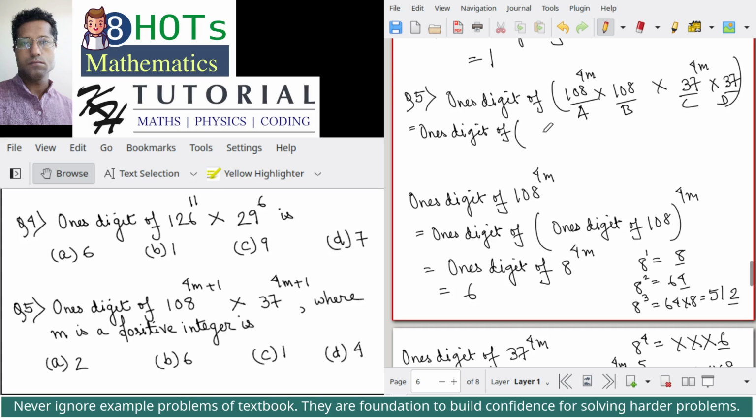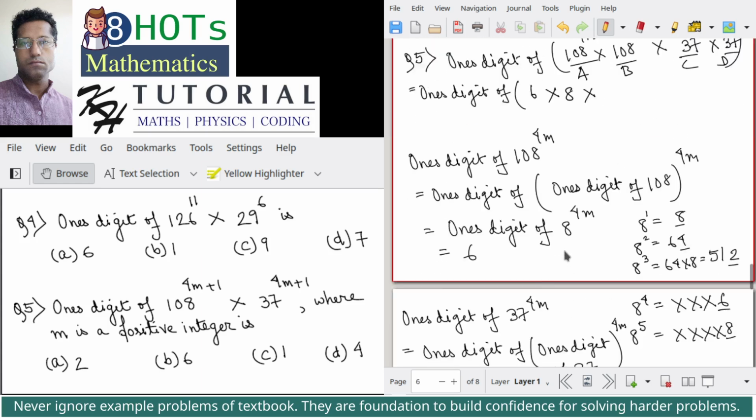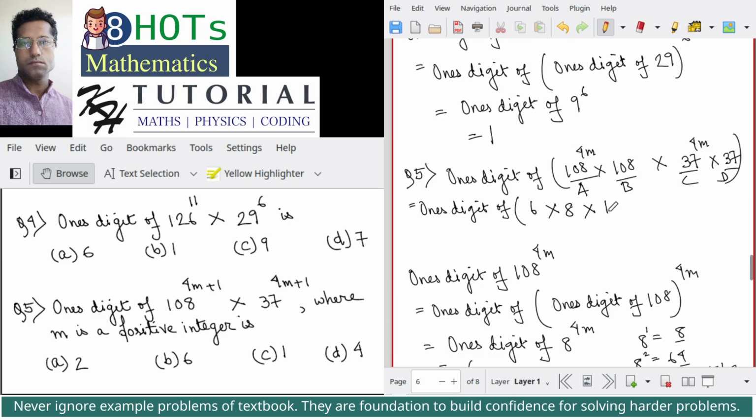Okay, so now what is the ones digit of a? The ones digit of it is 6, multiplied by the ones digit of b, which is 8, and the ones digit of c. 37 to the power 4m we have found to be 1, and the ones digit of 37 is 7. So now I have to find the ones digit of 6 into 8 into 1 into 7.